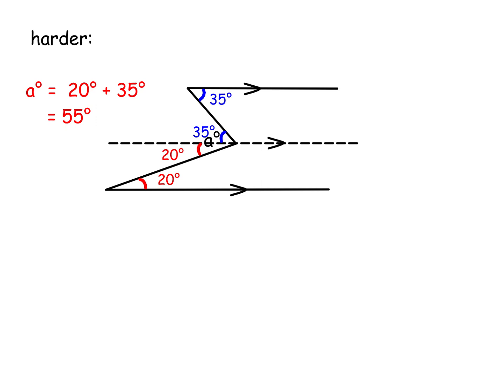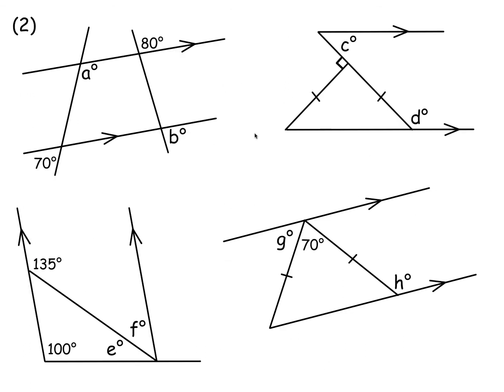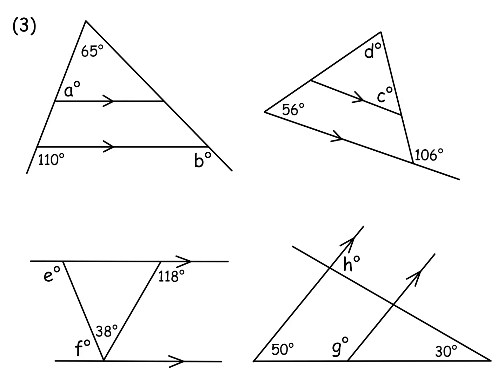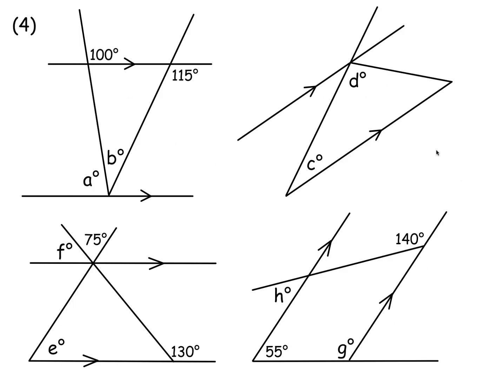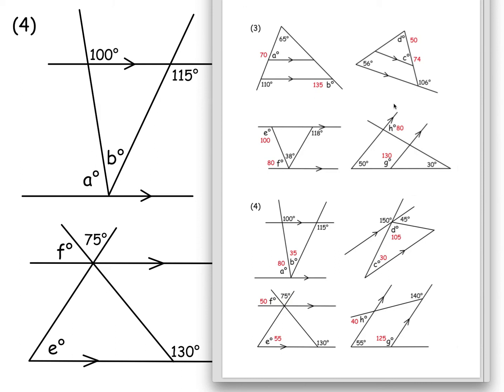Again, it won't be on the worksheet. The worksheet will consist of questions reminding you of supplements, of vertical opposite angles, angles in a triangle, and isosceles triangles in particular. I'll have the answers with them, and I'll have cases of parallel lines where you fill in some of the angles and get the missing angles. Figure out the missing angles. There's more than one way to get these. The sheet will have the answers with it. So this is the sheet and then the answers. So you're working out the missing letter.